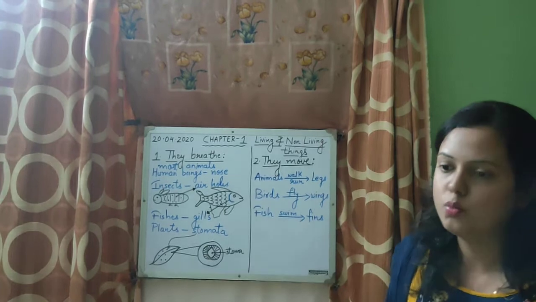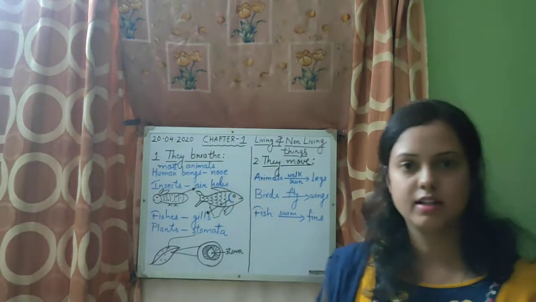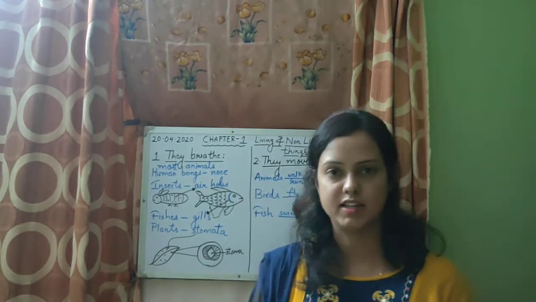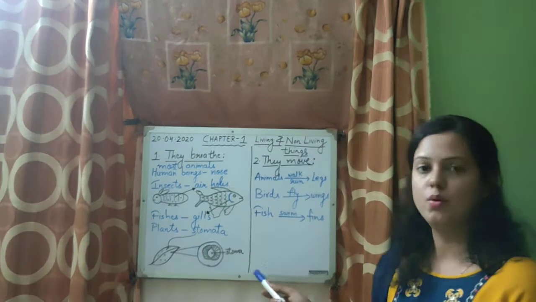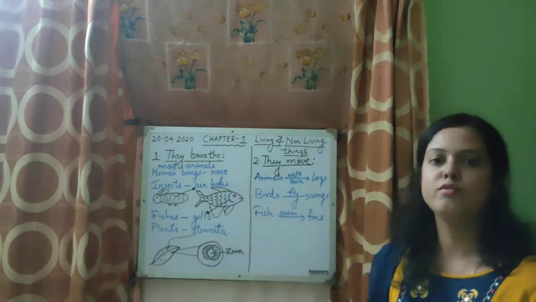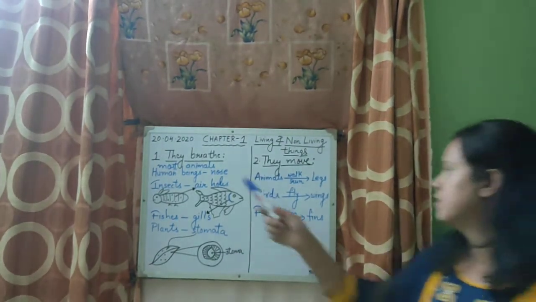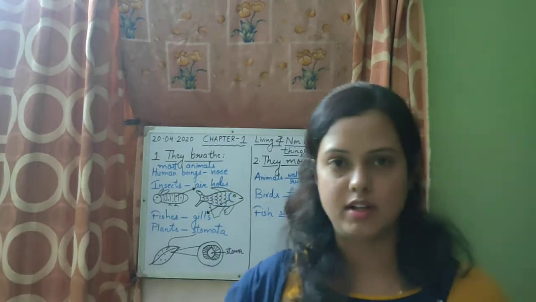So in the last video we learned about the features of living things. Living things breathe, living things move, living things eat, living things grow, living things feel and living things reproduce. In this video we would gather some more information about each feature of living things. So the first feature we saw was living things breathe for their survival.